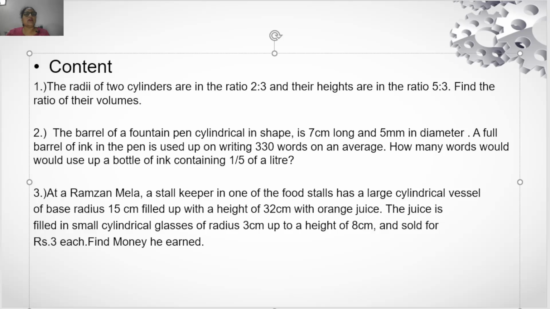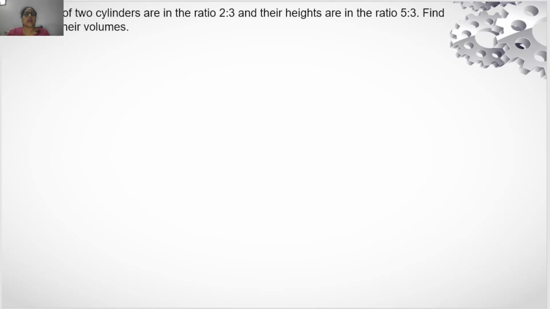So starting with the first question, the radii of two cylinders are in the ratio 2:3 and their heights are in ratio 5:3. Find their volume ratio. So the very first thing, we are just going to write down what the solution we are going to make, right? As we are having two cylinders, I always suggest make a column, or otherwise the best way is this, just write down cylinder 1 and cylinder 2.